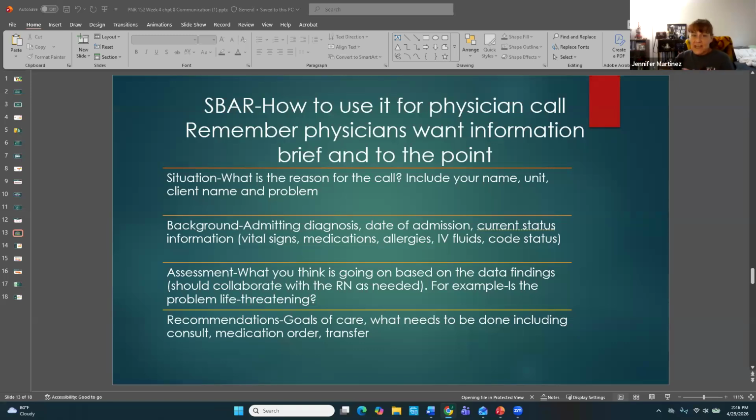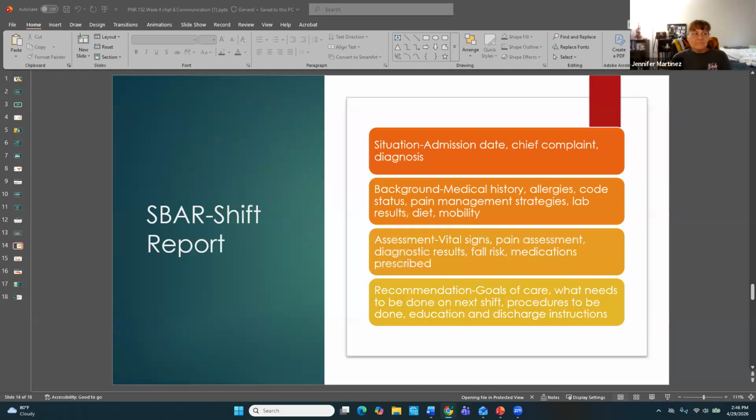Like, if you're calling to get admission orders approved, I'm going to have vital signs. They don't even need the vital signs to get admission orders approved, but you're going to have them just in case. And I never would let that happen again.